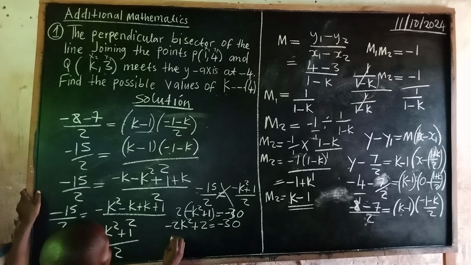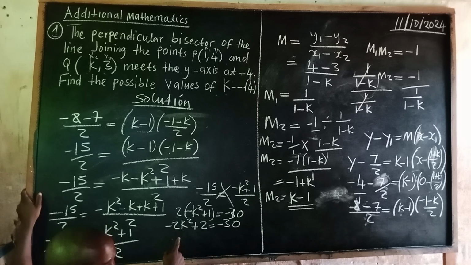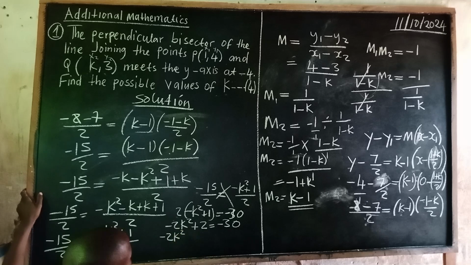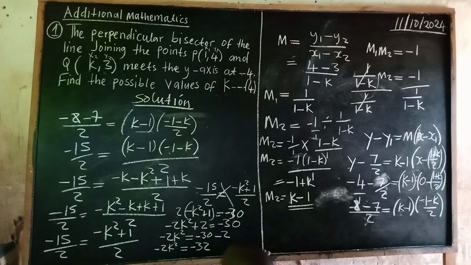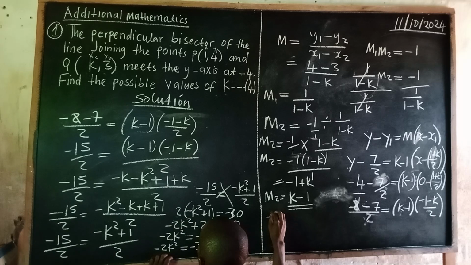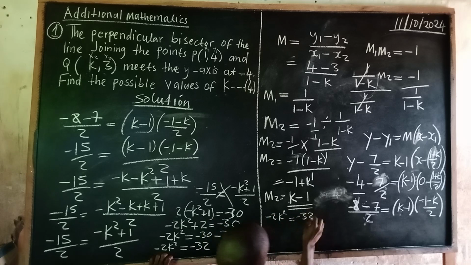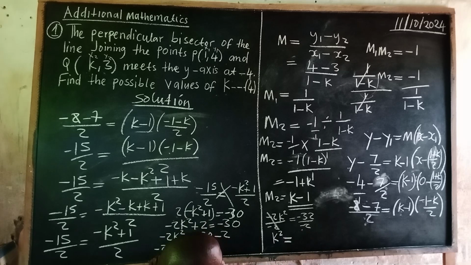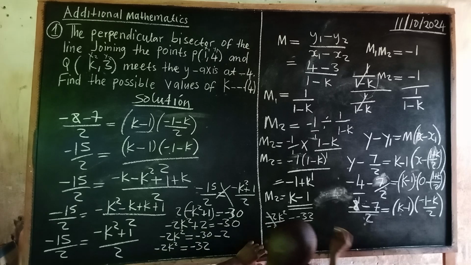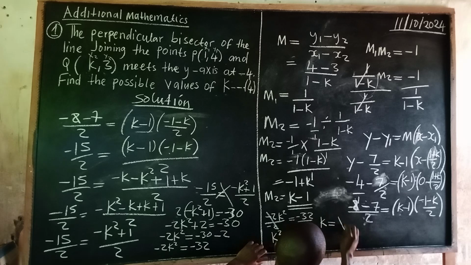Then here, remember, we are collecting the like terms because we want to find the value of k. So negative 2k squared equals negative 30. This one, when it crosses an equal sign, it will become negative. So negative 2k squared equals negative 32. For us to remain with k, we are going to divide both sides by negative 2. So when we cancel this one, we are going to have k squared equals negative 32 over negative 2. The answer is 16.